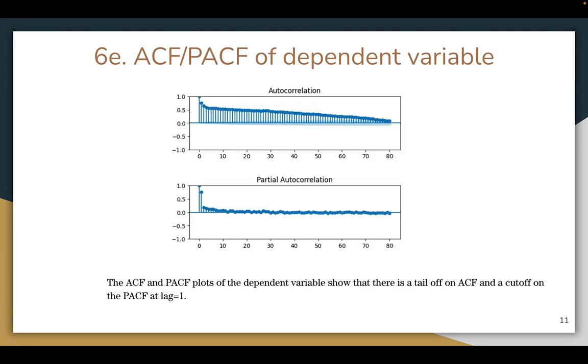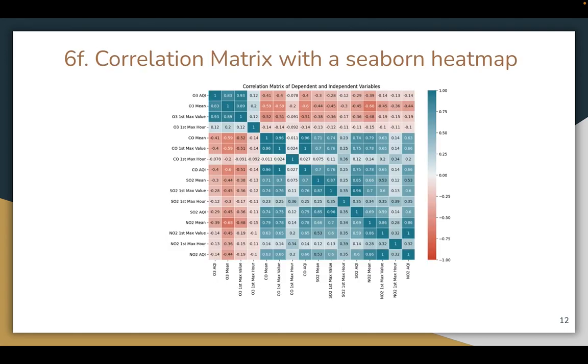Now let's talk about ACF and PACF of the dependent variable. Looking at the graphs, I can say that the ACF tails off and the PACF cuts off at lag 1. This is a correlation matrix of dependent and independent variables, and I can say that O3 AQI has a high correlation with its respective metrics, and it works similarly for the other variables as well.